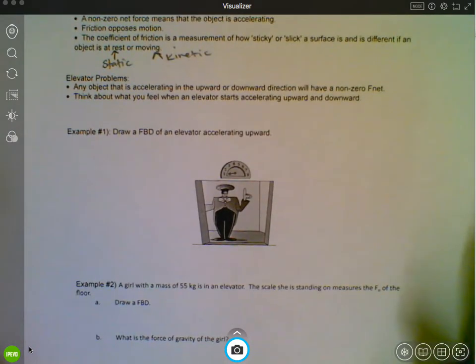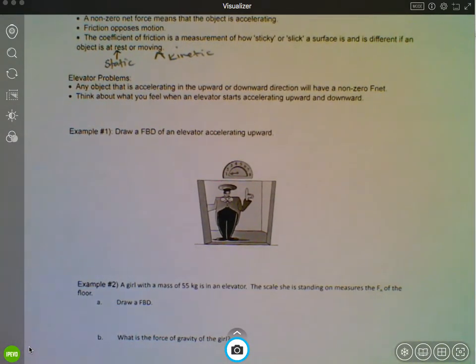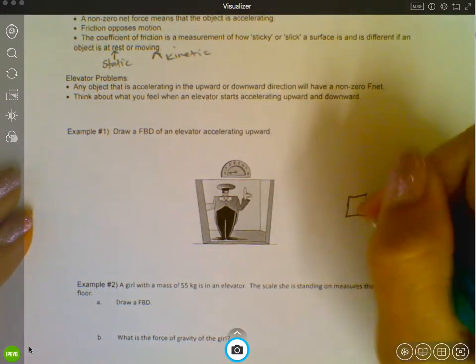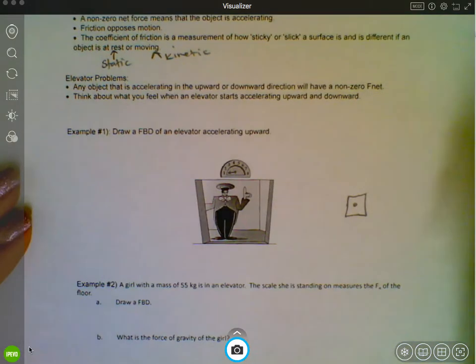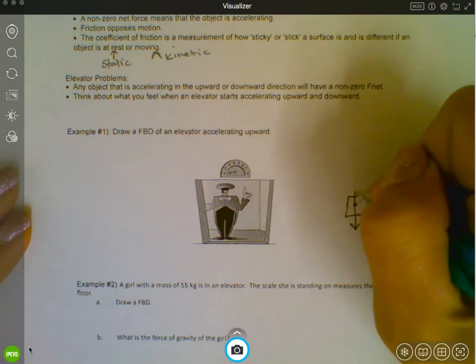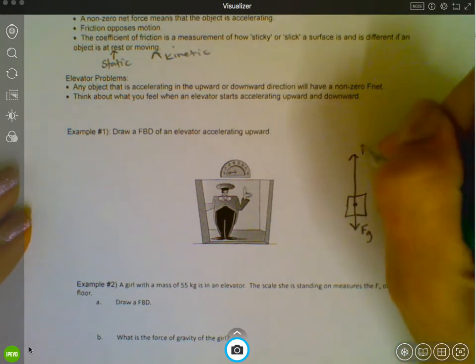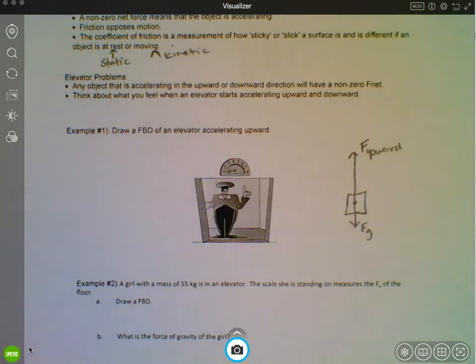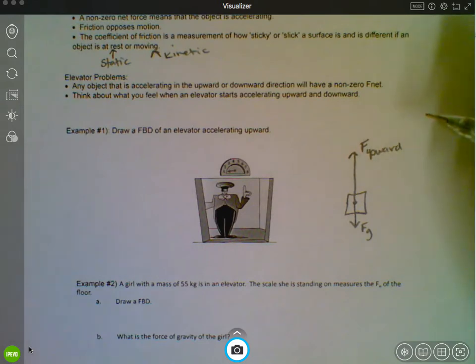Example 1 says draw a free body diagram of an elevator accelerating upwards. So I'm going to draw a separate box here. If an elevator is accelerating upward, then it has weight down, and the upward force is going to be bigger than the force of gravity. And that's because it's accelerating up, and that's what that picture shows us.